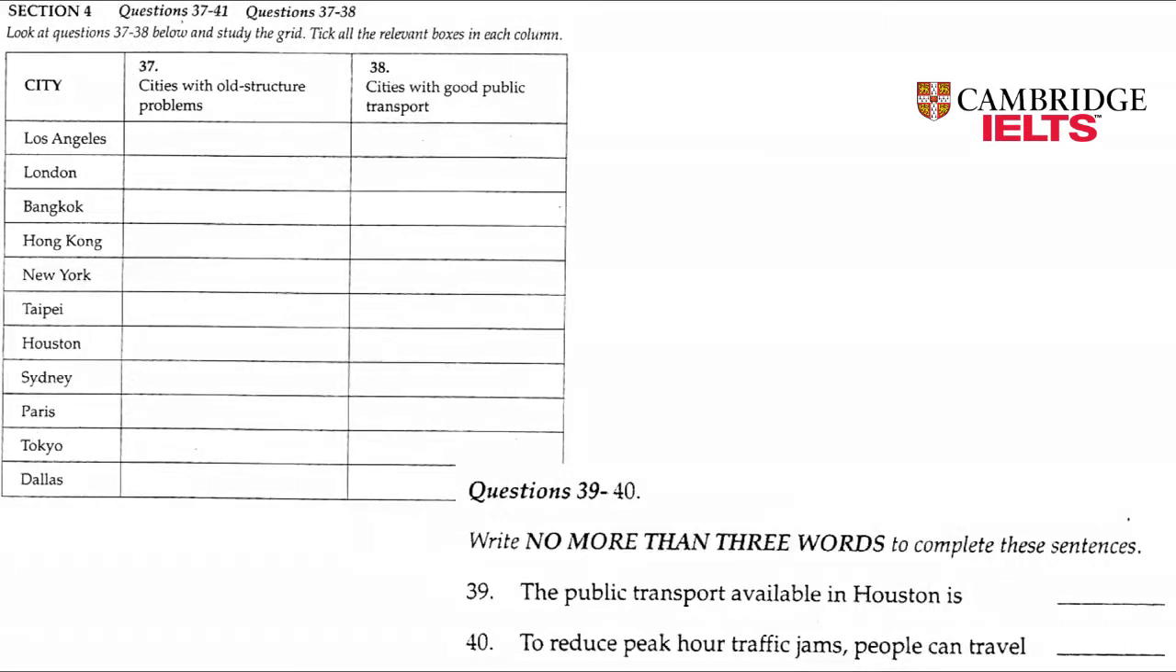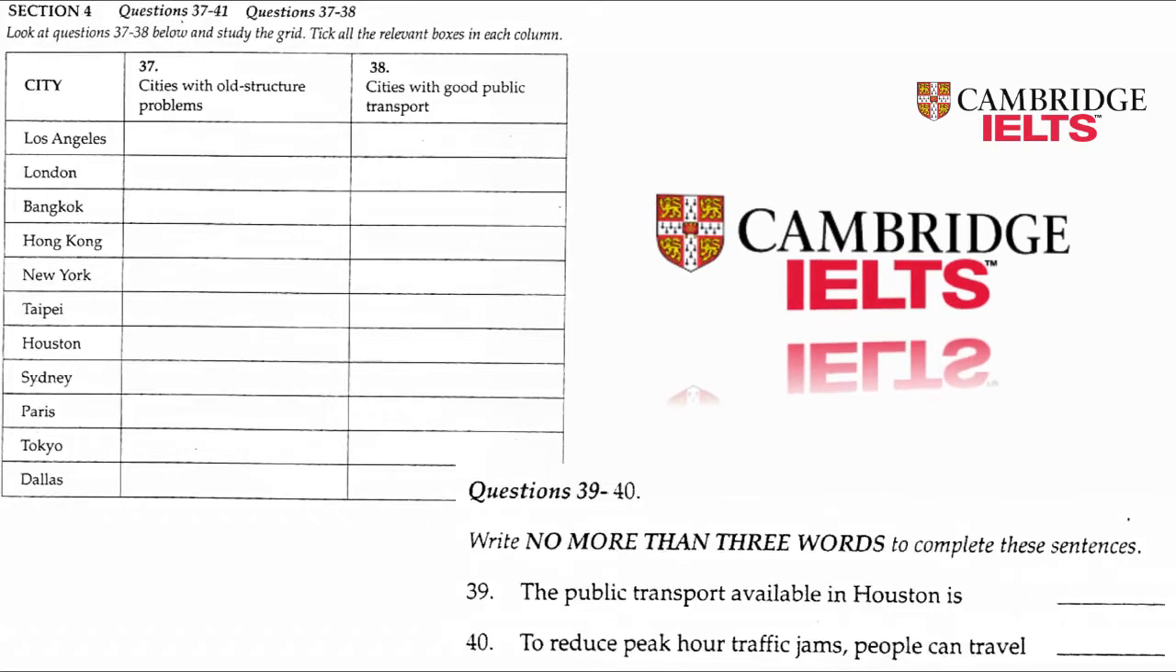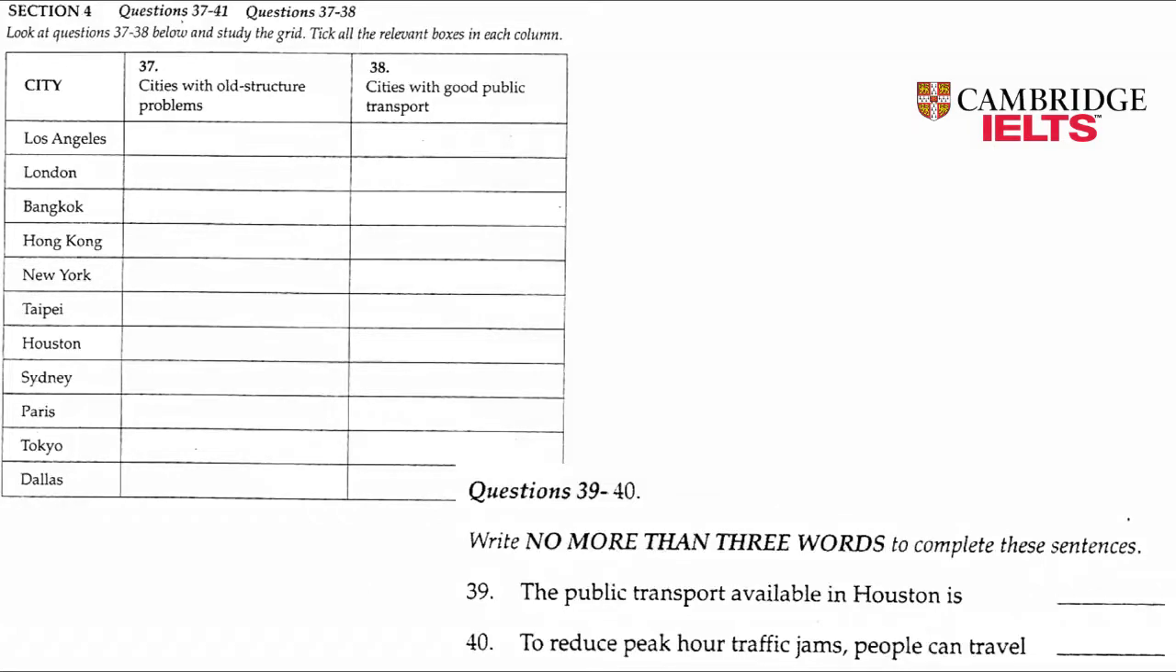Now turn to section 4. Section 4. You will hear an extract from a lecture on traffic management. Listen to what the speaker says and answer questions 37 to 40. First, you have some time to look at the questions. Now listen carefully and answer questions 37 and 38. Tick all the relevant boxes in each column.